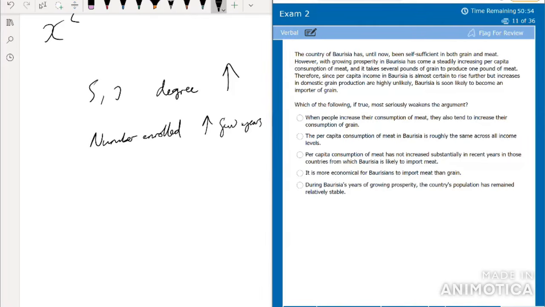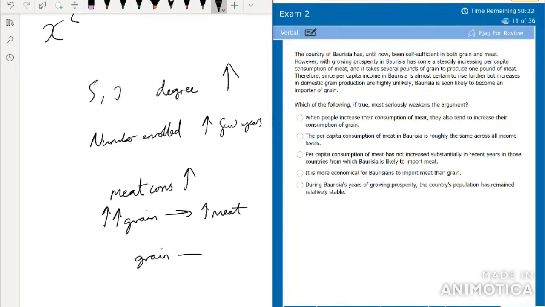Which of the following, if true, most seriously weakens the argument? So what's the argument? The country of Bourisia has until now been so self-sufficient in both grain and meat. However, with growing prosperity in Bourisia has come a steadily increasing per capita consumption of meat. So, okay, meat consumption is going up. Lots of grain for one meat. Since per capita income is almost certain to rise further, but domestic grain production isn't increasing. Okay, so grain is going to stay steady. Bourisia is soon likely to become an importer of grain.